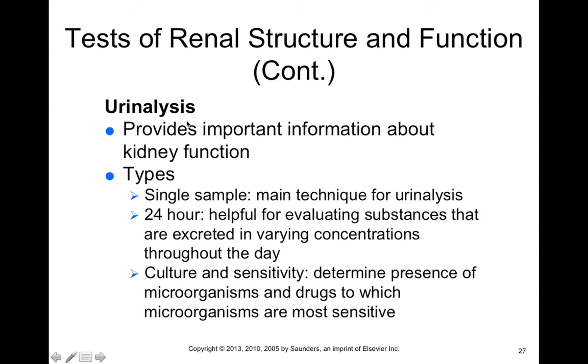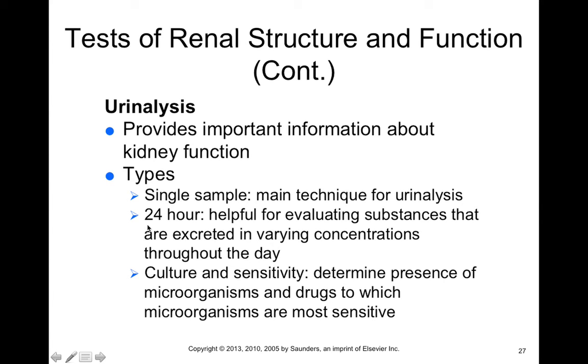Now, in urinalysis, what we can do is basically measure the content of urine to get an idea about normal kidney function, or if it's abnormal. And there are different types. We can look at single sample or 24-hour types of urinalysis. In a single sample, you just get one sample of urine and you look at its contents to see if the kidneys are functioning normally, and you're finding normal concentrations of wastes. You might not want to find things like protein or cells in urine. If you are, then that can suggest kidney damage.